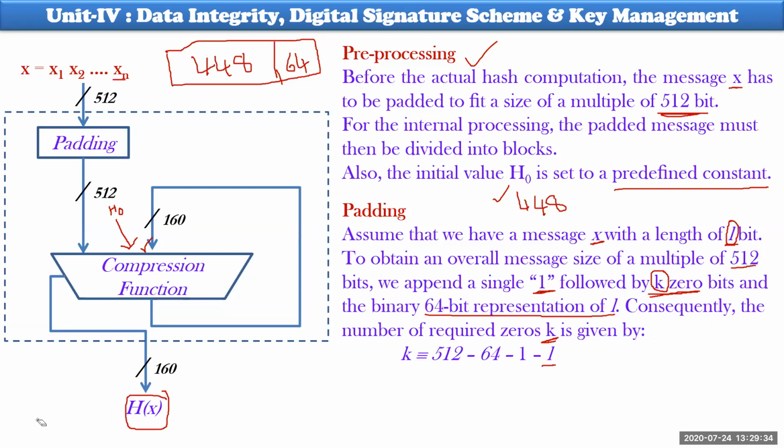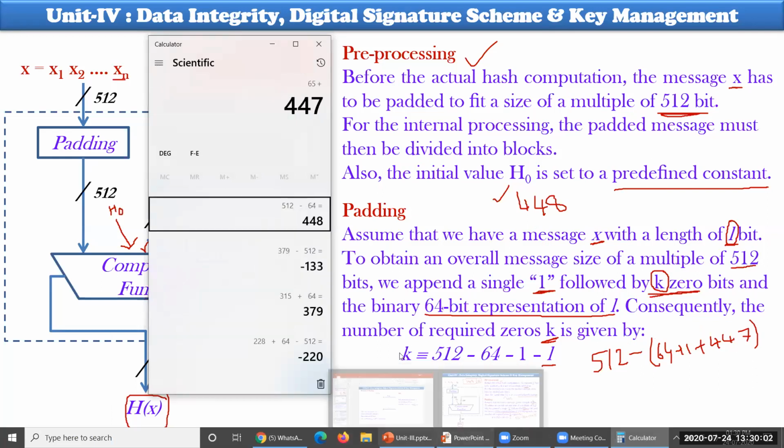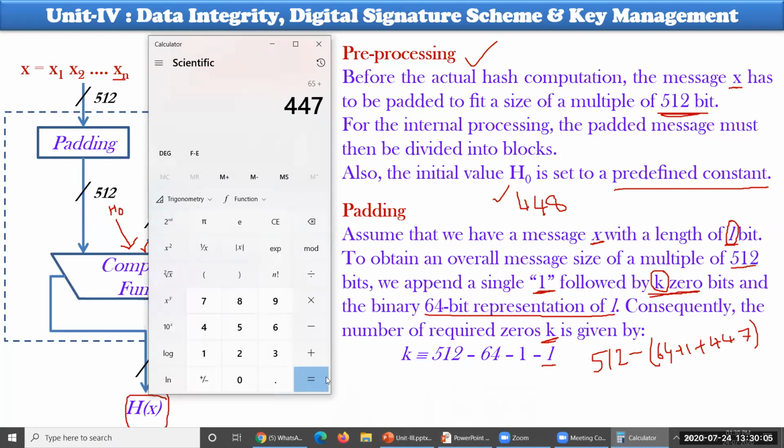Let's take the eraser here. So look at this. Actually, 512 minus 64 plus 1 plus my length, which will be 447. Already one is gone here. So 447. Calculate this much. How will this particular value be? 65 plus 447, what is this? It will be equal to 512.